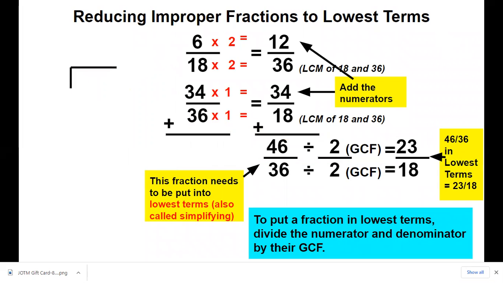What number goes on the inside? 23. Number goes on the outside, 18. How many 18s go into 23 without going over? Yes, just 1. So 1 times 18 is 18. Subtract 23 minus 18. That's 5. What do I do with the remainder? It becomes the top number of my fraction, my leftover fraction. The bottom stays an 18. So my final answer is 1 5/18. Getting the hang of this a little bit? Okay, good.